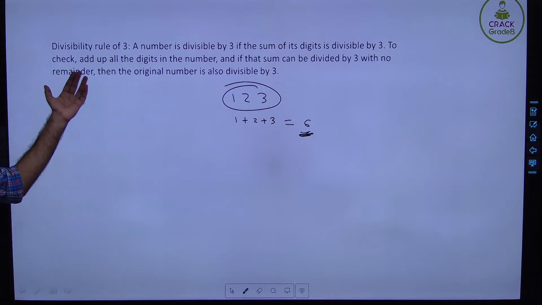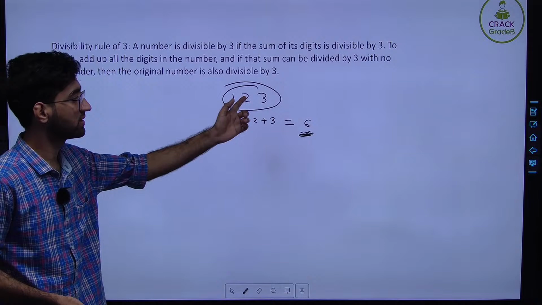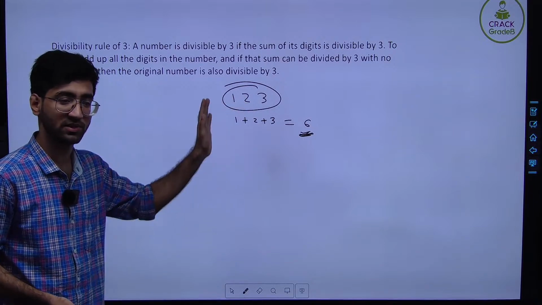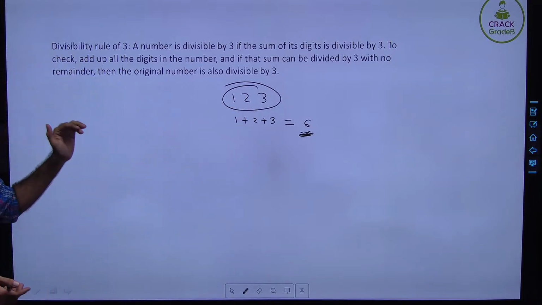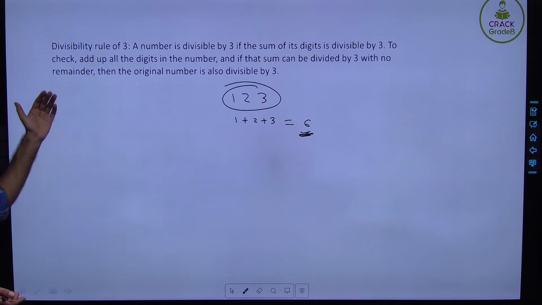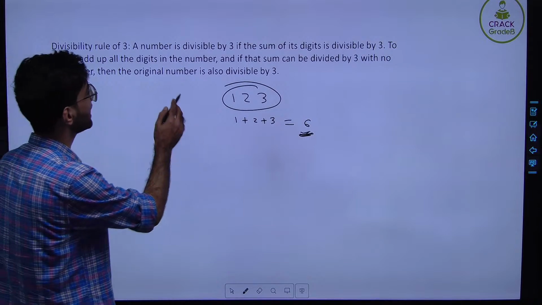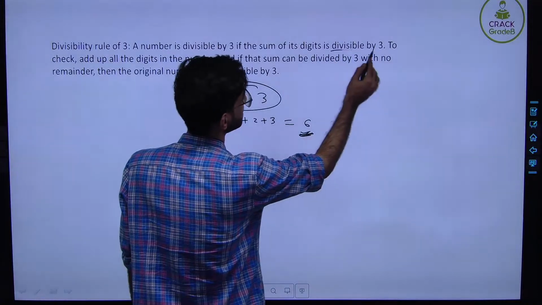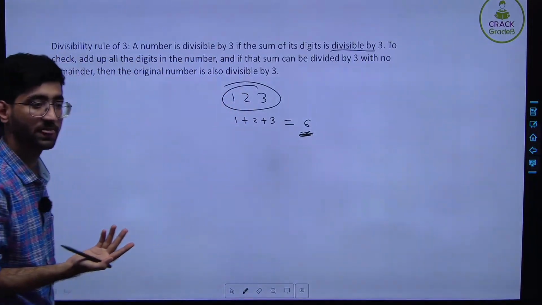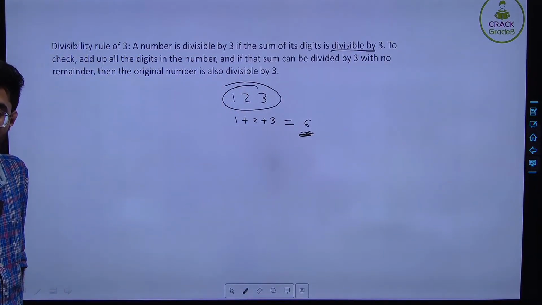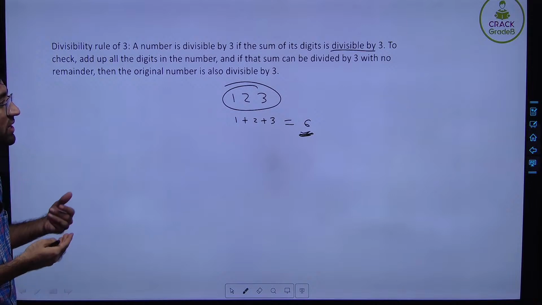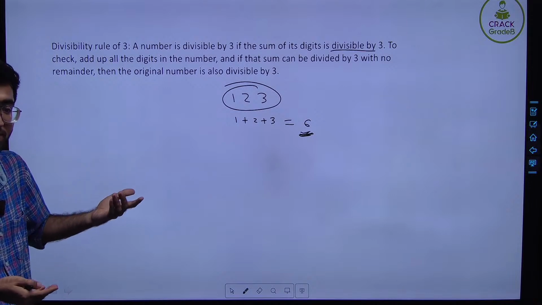To check, add up all the digits in the number. If that sum can be divided by 3 with no remainder, meaning the remainder should be 0, in that case only you can say that this number is divisible by 3.